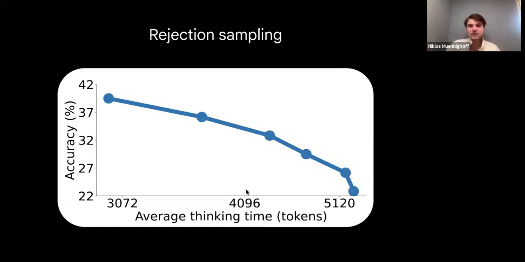So I thought this is an interesting result. Obviously, rejection sampling is just interesting for analysis. It's not something we can really use at test time because that's pretty expensive. You don't want to sample until you get a certain reasoning length. Yeah.